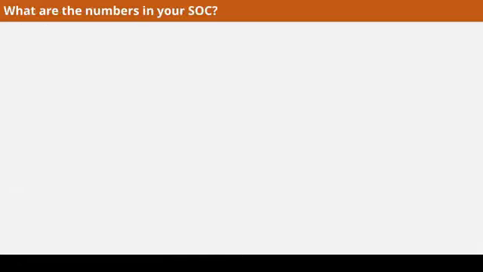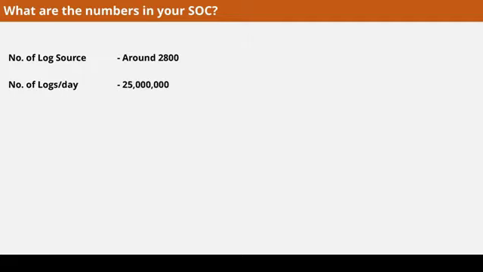What are the numbers in your SOC? That is, how many log sources do you have? So you can always say around 2800. Number of logs per day, 25 million logs. Number of alerts per day, somewhere around 100 to 130. Number of incidents per day, somewhere close to around 2 to 5. There might be some days where we might not even raise any incident at all.